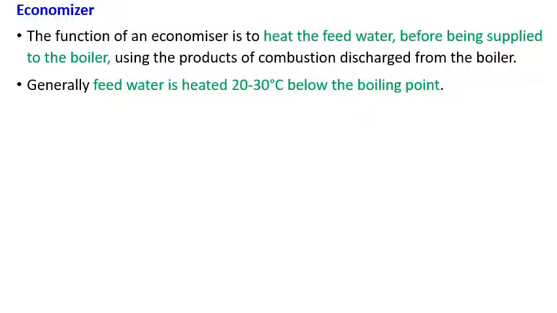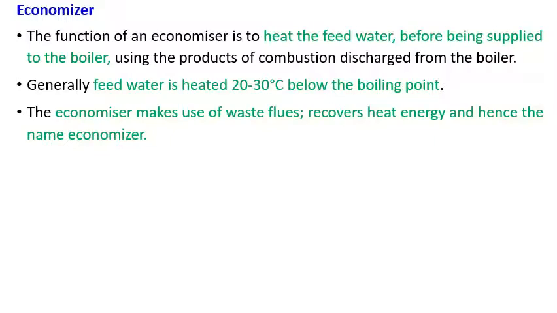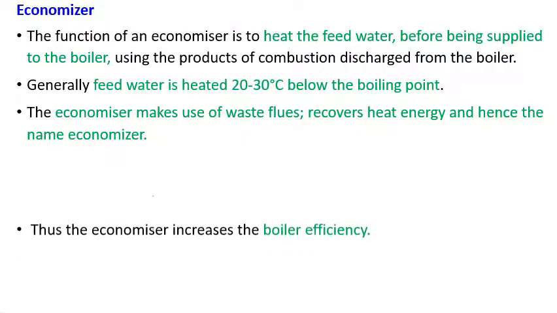Generally, the feed water is heated to 20 to 30° below the boiling point. That is to say, at 1 atmospheric condition, I will not bring it up to 100° centigrade. I will bring it to around 70 to 80° centigrade in the economizer. That is a feed water heater. The economizer makes use of waste flue gases, which would otherwise be dumped to the atmosphere. That heat is recovered in the economizer.